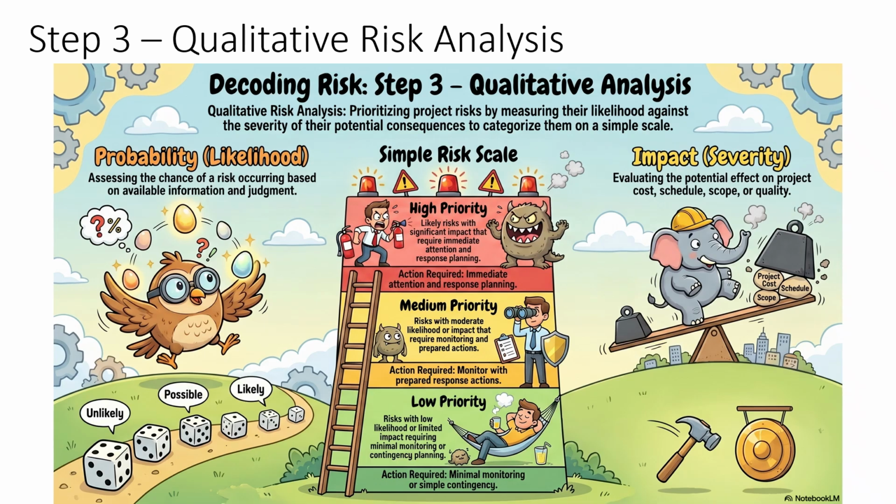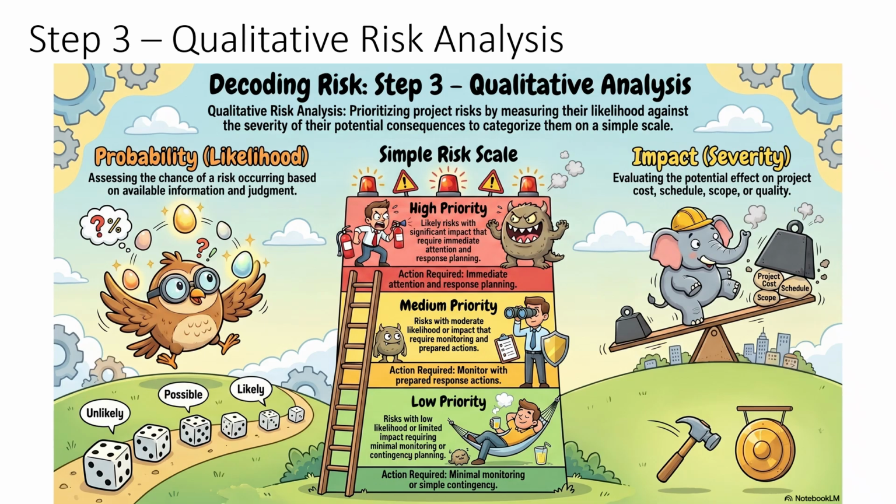This analysis is commonly based on two factors: probability and impact. First is probability or likelihood. This refers to the chance that a risk may occur. Some risks may have a high likelihood of happening, while others may be less likely. At this stage, project managers use available information and judgment to estimate the likelihood.